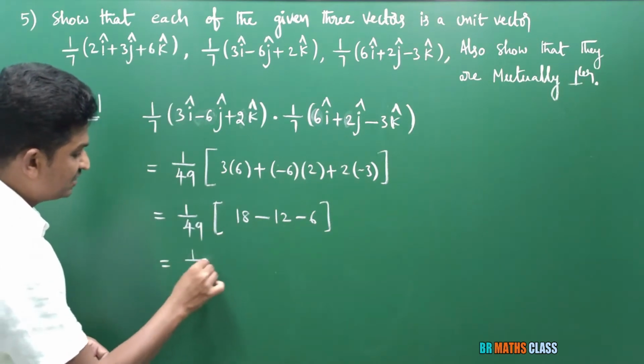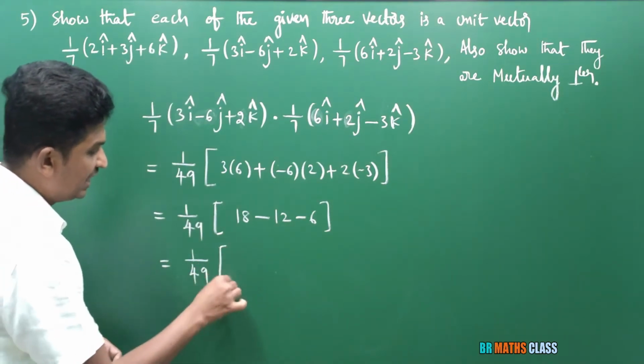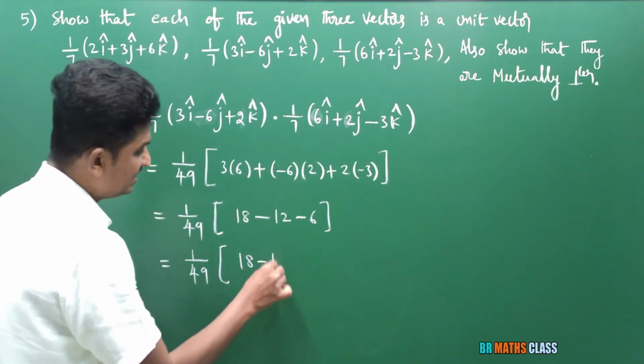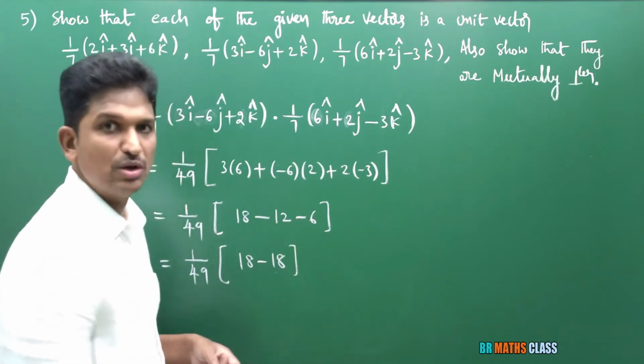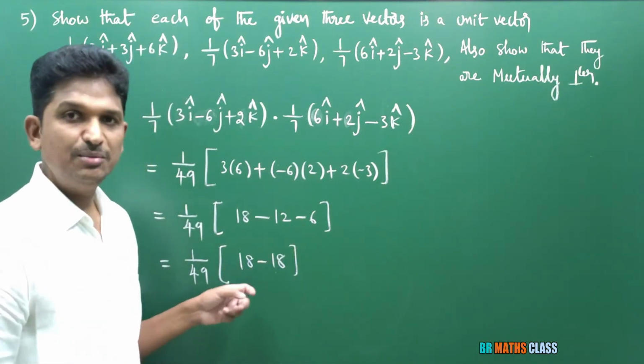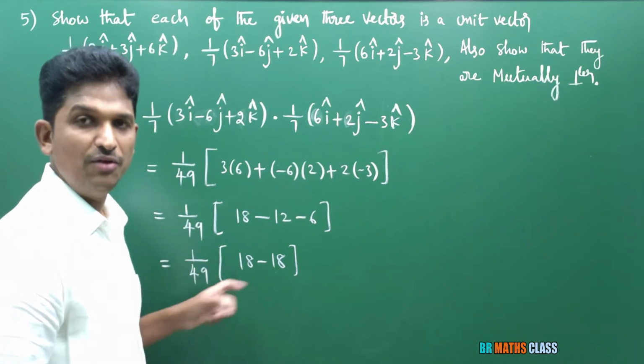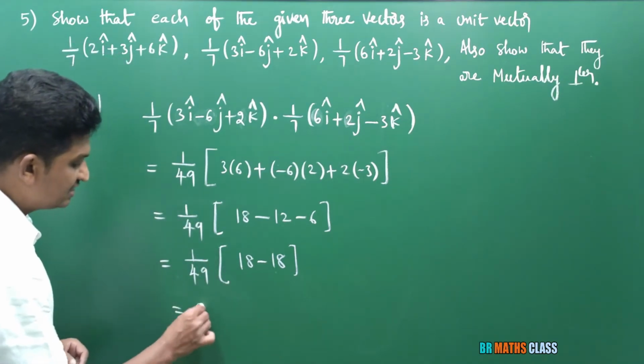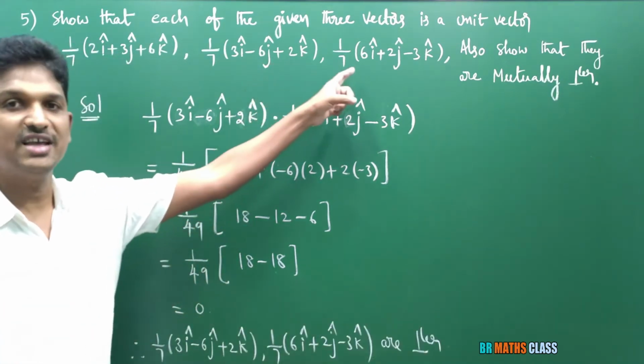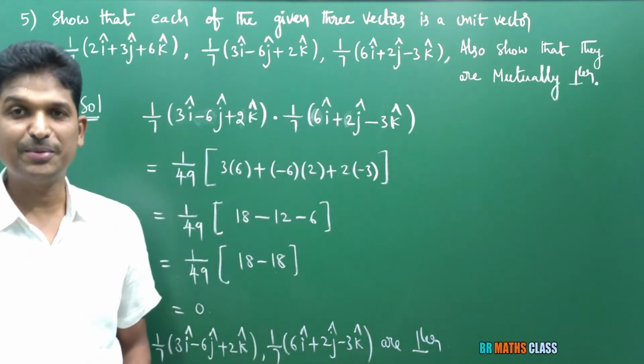If I simplify this, what I'll get? 1 by 49 into 18 minus 18. Minus 12 minus 6 is minus 18. Right? 18 minus 18 is 0. 1 by 49 into 0 is what? It is 0. So I proved that second vector, third vector are perpendicular.